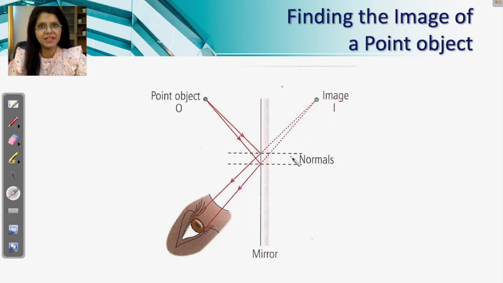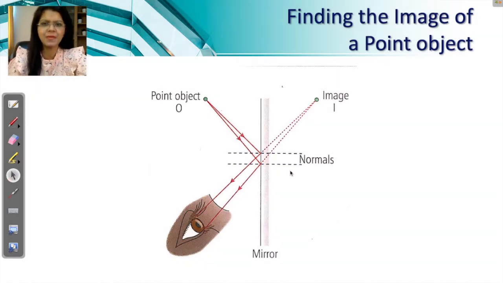So as we started this video and we said that you see an object only because the light enters your eyes, here, if you see, the reflected light is entering the eyes. But the eyes perceive that the light is coming from this point, which is behind the mirror, which is actually the image. So how do we find the image of the point object? This whole picture that you see here might look quite complicated to you at this point of time, because you do not understand the construction of ray diagrams. But we'll be talking about it in the next slide, and everything will make sense to you. So let's get started with it.